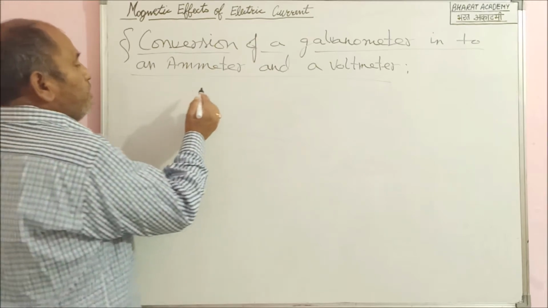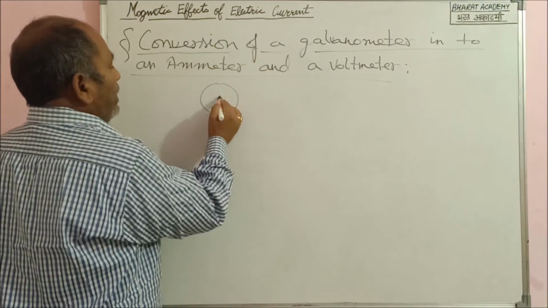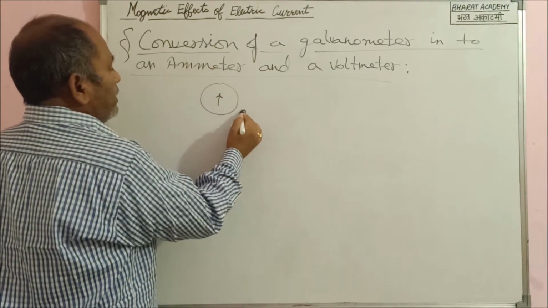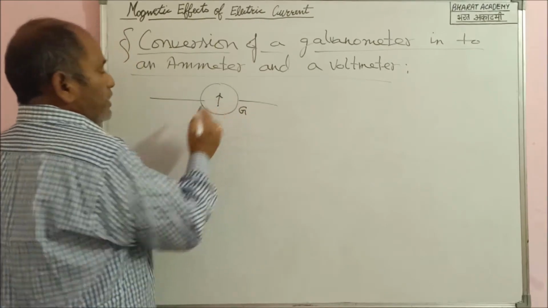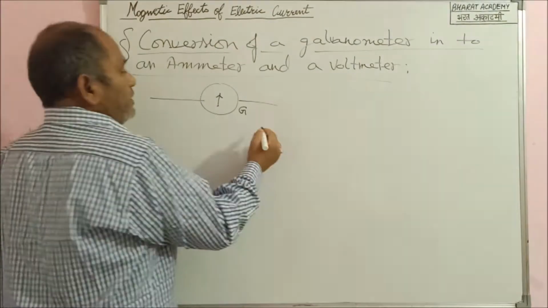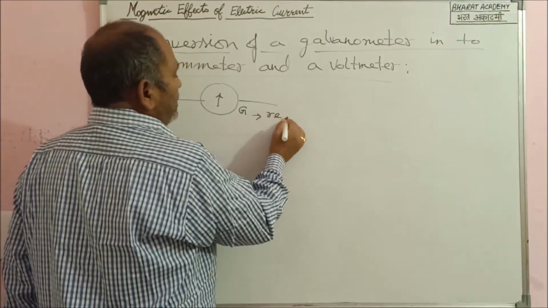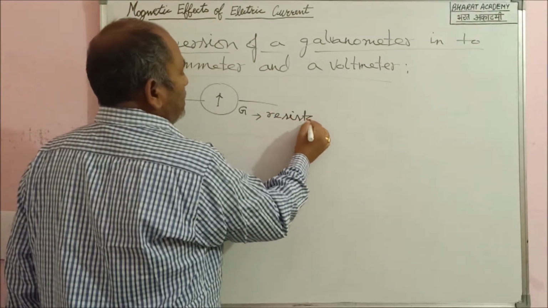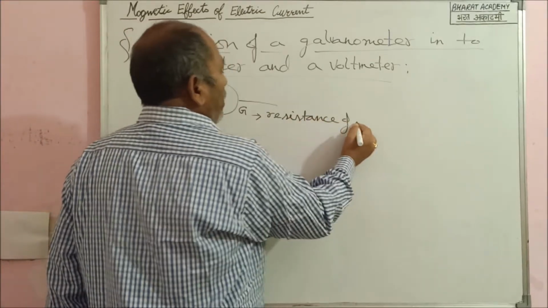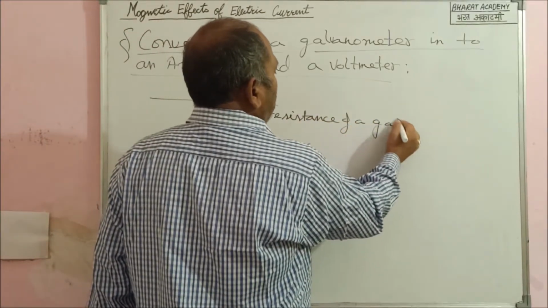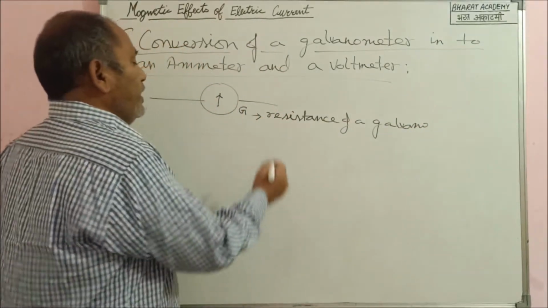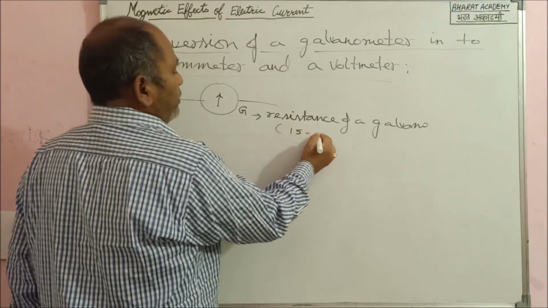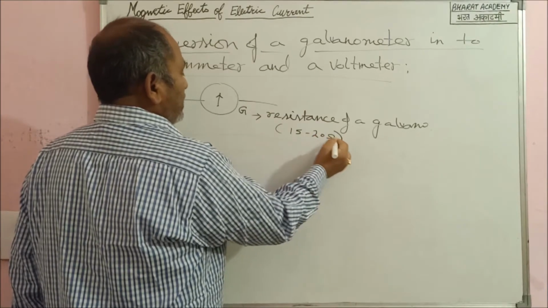So far as the galvano is concerned, it is represented by a symbol capital G, like this, and this shows the deflection. Actually, this G represents the resistance of a galvano. We will not write galvanometer, simply saying galvano, which has very low resistance, hardly 15 to 20 ohm. First thing is that.